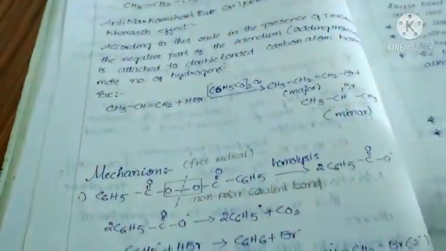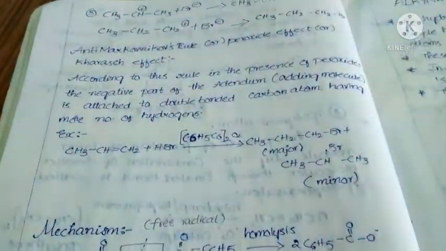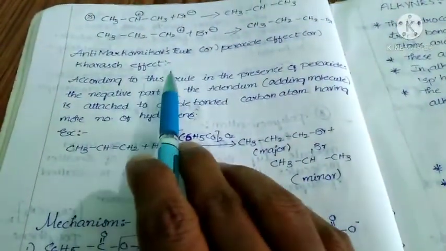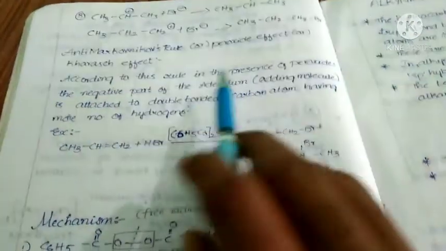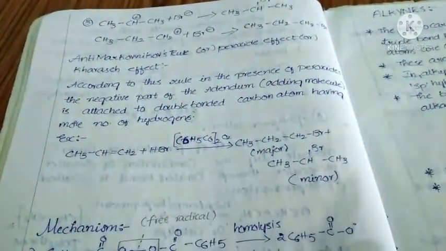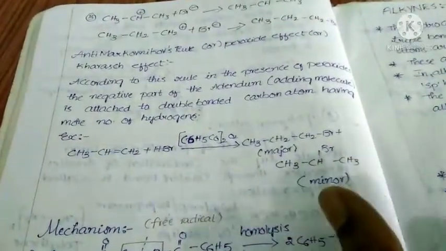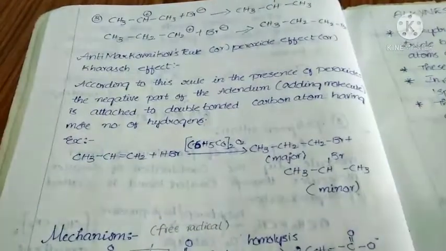Next, anti-Markovnikov's rule. That is also called the peroxide effect. That is also called the Kharash effect. All are the same. Whatever the statement in Markovnikov's rule, it will be exactly the opposite in anti-Markovnikov's rule. What is the statement in Markovnikov's rule? According to Markovnikov's rule, the negative part of the addendum will attack the double bonded carbon atom having less number of hydrogens. Here, it attacks the double bonded carbon atom having more number of hydrogens.